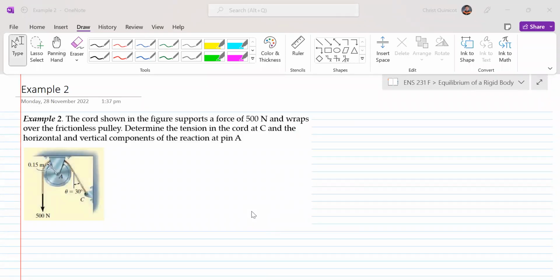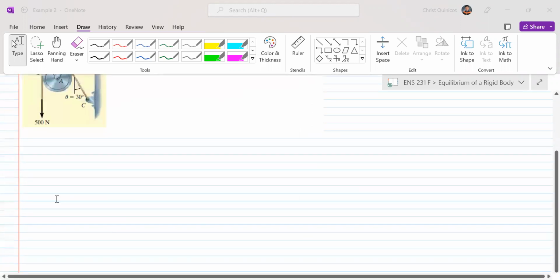Example 2. The cord shown in the figure supports a force of 500 Newton and wraps over the frictionless pulley. Determine the tension in the cord at C, and the horizontal and vertical components of the reaction at pin A. So we will first write our free body diagram.